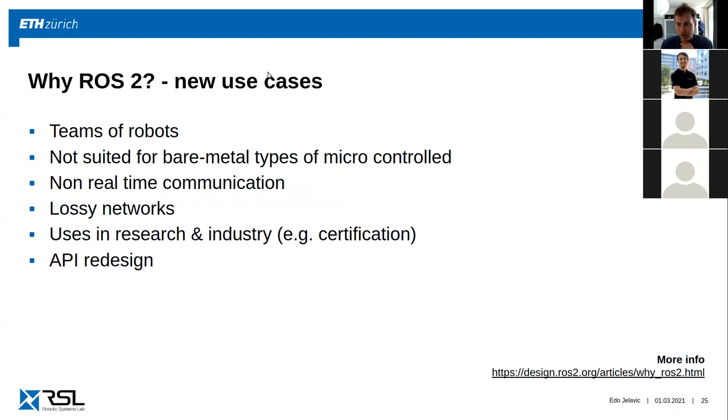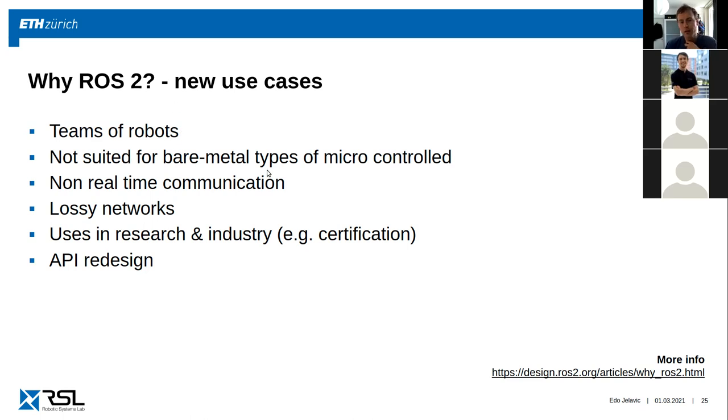So these are some of the new use cases that ROS1 was not really designed for. For example, if you have teams of robots, with ROS1 it's a bit cumbersome to do because you always need to have this ROS master running. And then there are some different hacks that you can do to have multiple masters running. But when the system was designed, this use case was just not foreseen. Everybody was envisioning that you would have this ROS master running and everything on one robot.